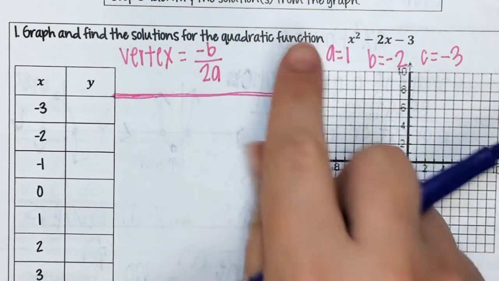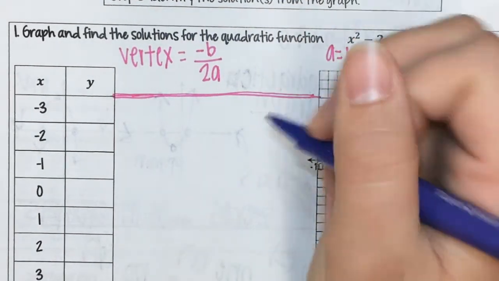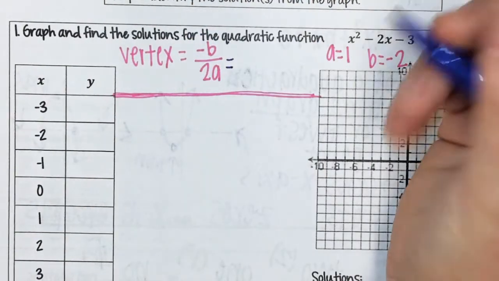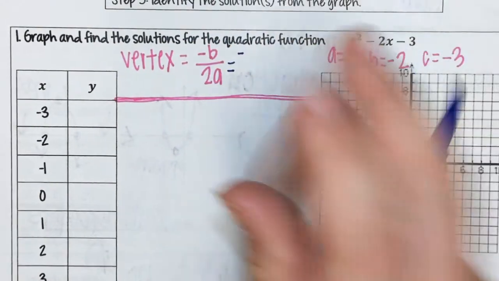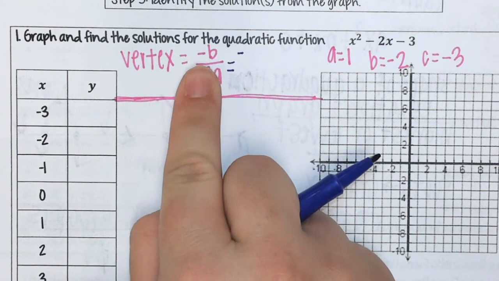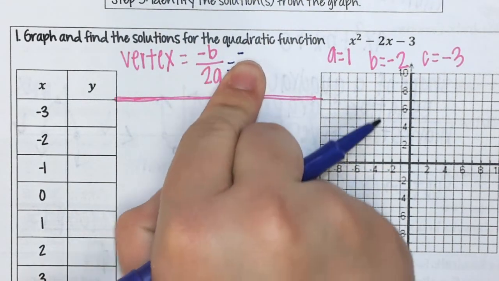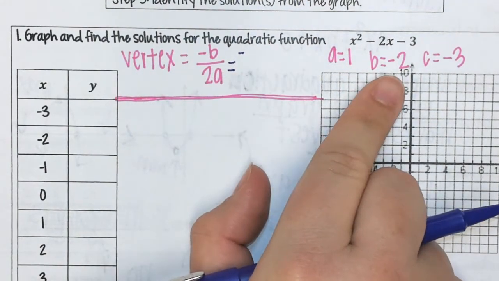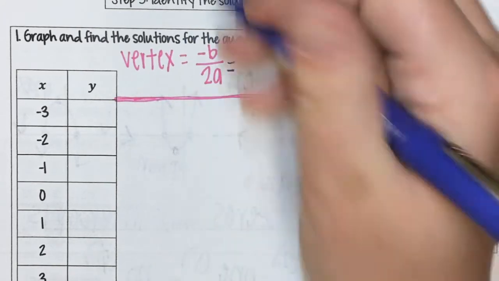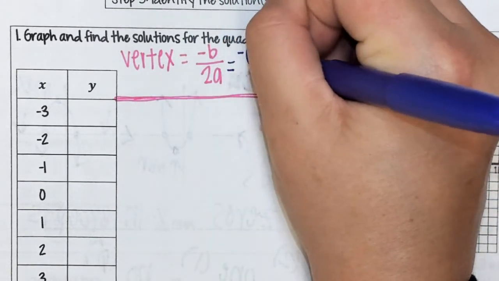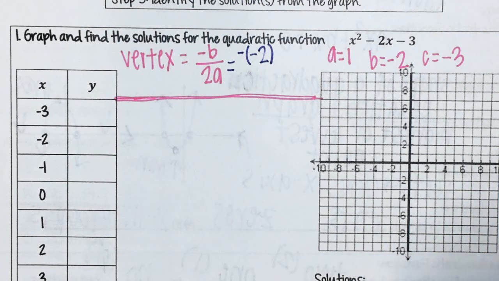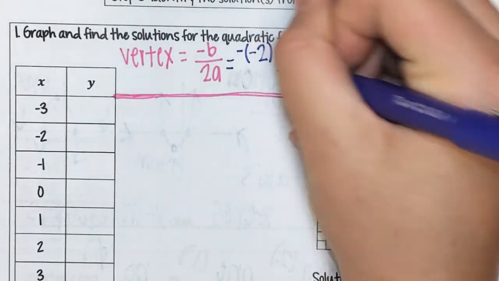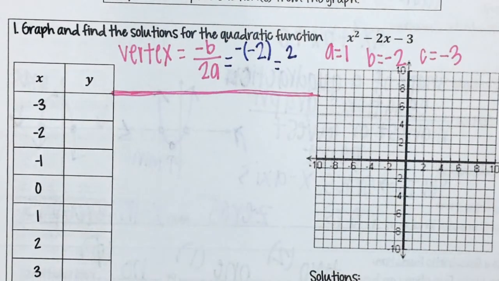When we take our a, b, and c to plug into this formula, leave your negative from your formula. So we have -b from your formula. But what is b? We have to keep our negative and then write -2, which goes to +2. I just want you to see that negative times negative is a positive.